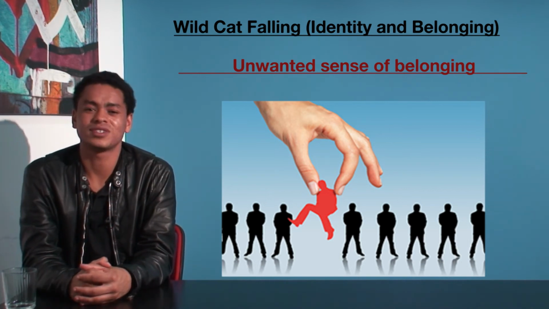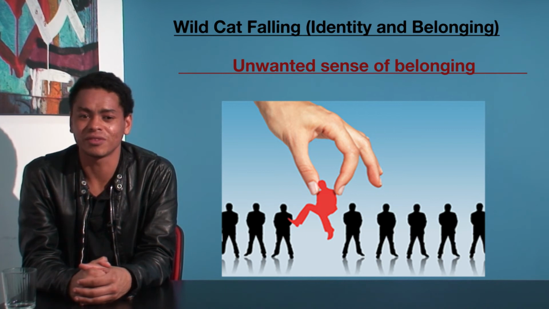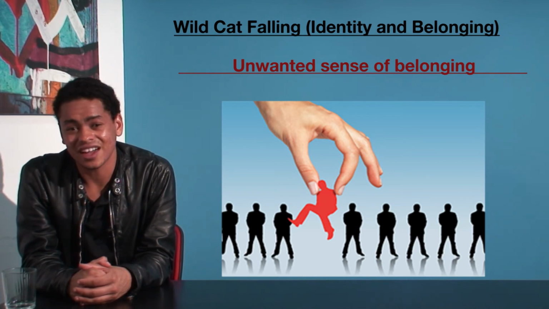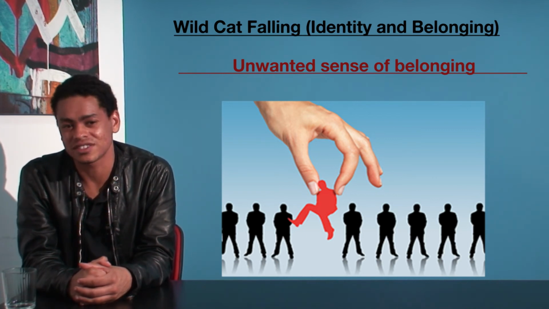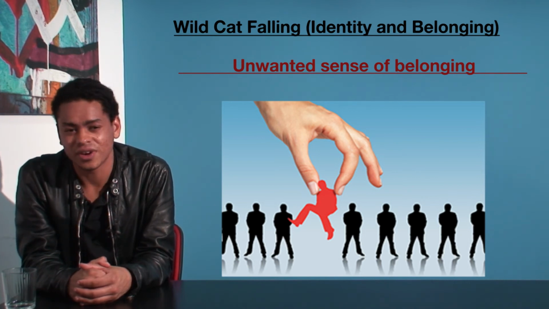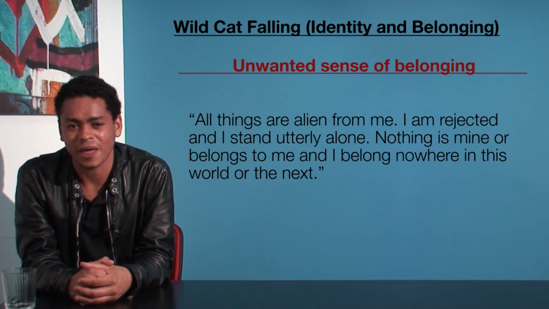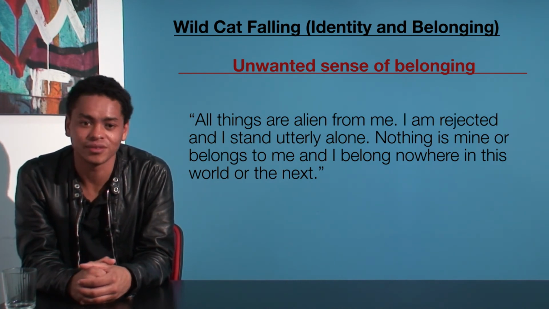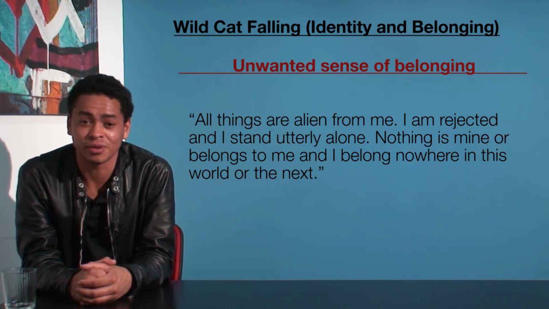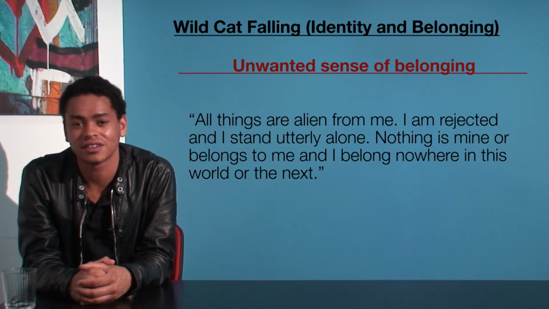Cox overwhelmingly rejects a desire to belong throughout the novel. He states to himself and to others that he wishes to have close relationships with no one and nothing. To the drunk girl at the university party, he says, "All things are alien from me. I am rejected and I stand utterly alone. Nothing is mine or belongs to me, and I belong nowhere in this world, or the next."